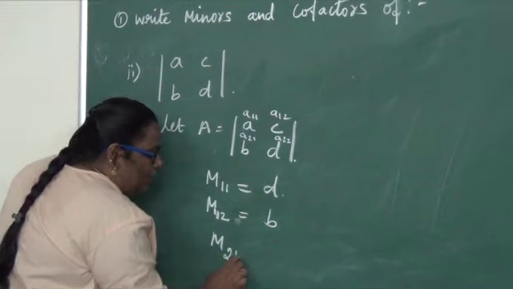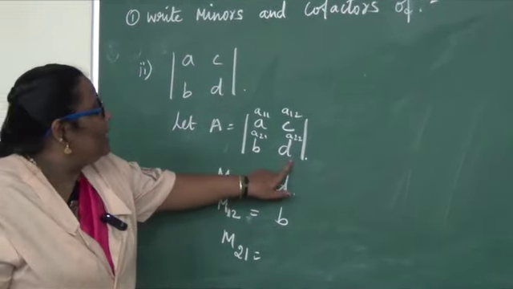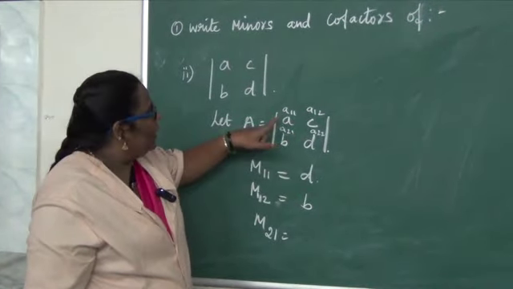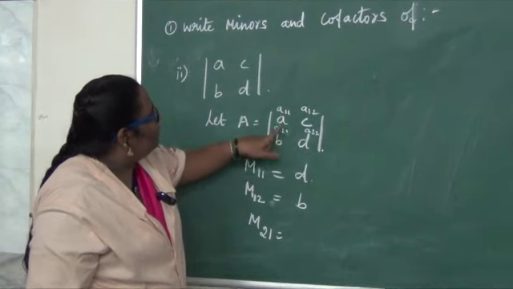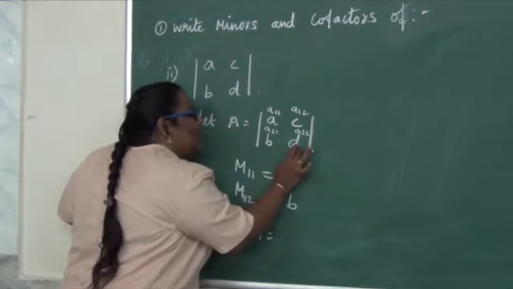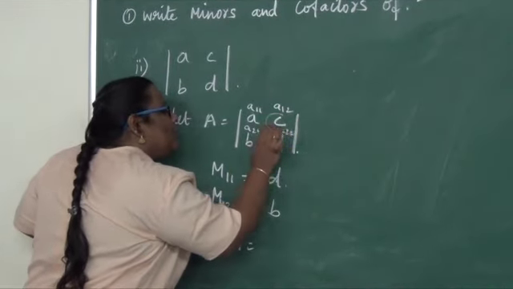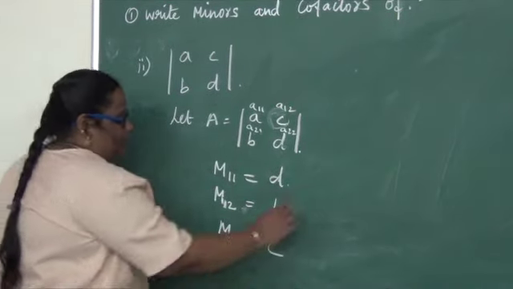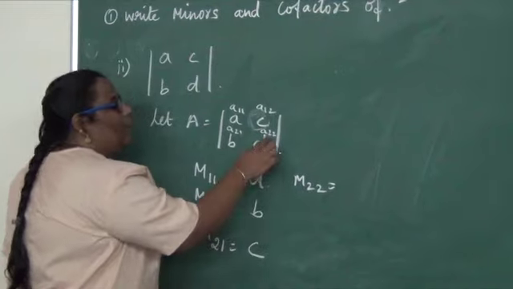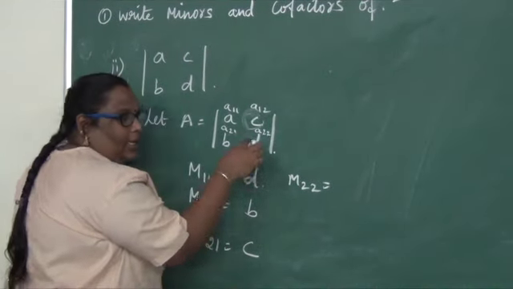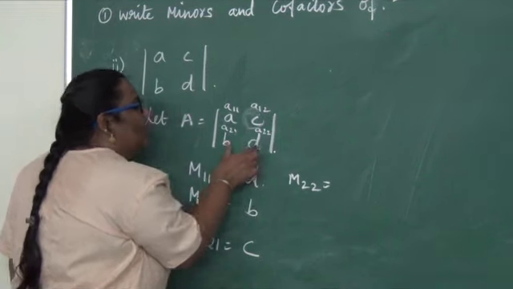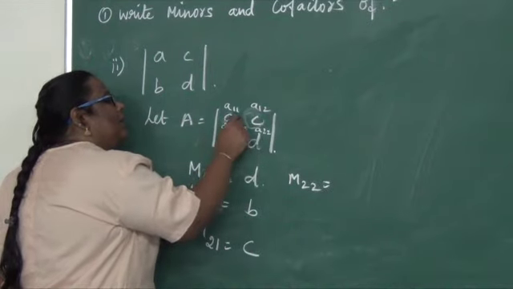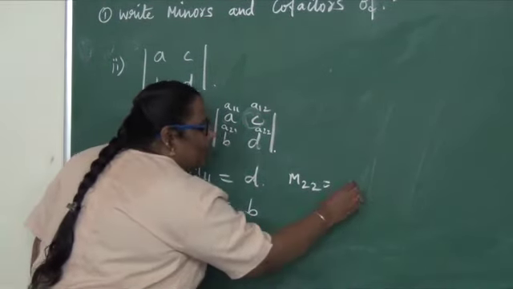Now M21: second row and first column. The 2 represents the row and 1 represents the column. You delete that second row and first column. The remaining term left out is c. Next, M22: second row and second column. You delete that second row and second column. The remaining element left out is a.